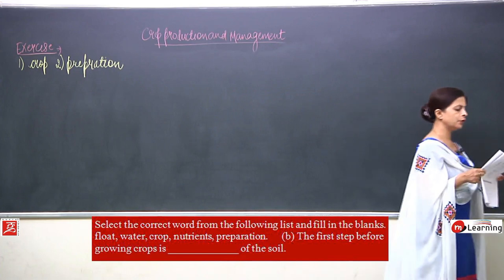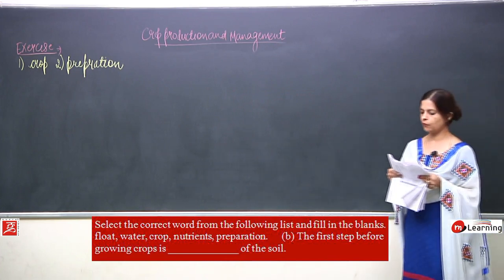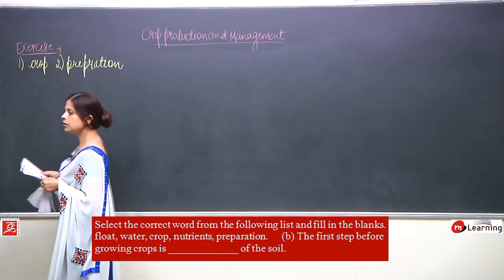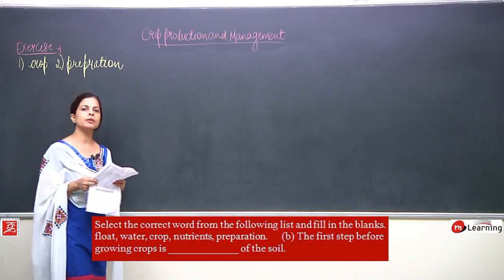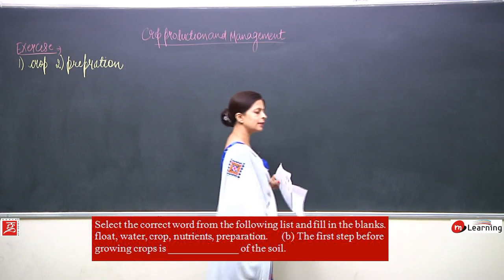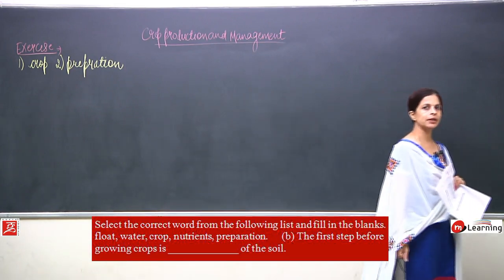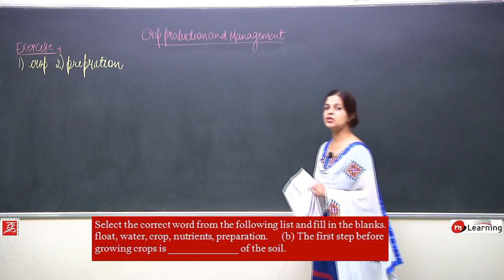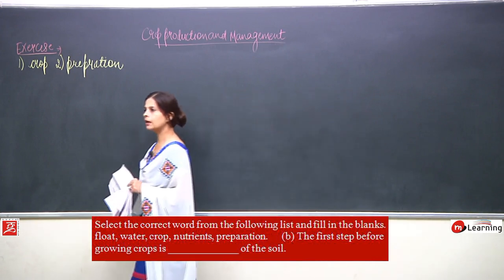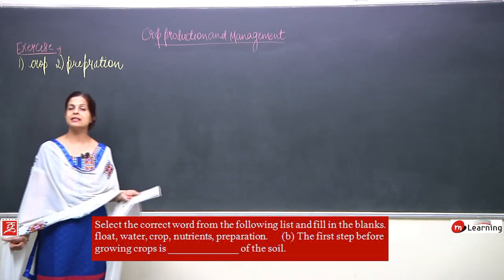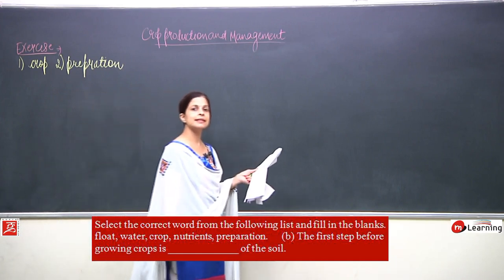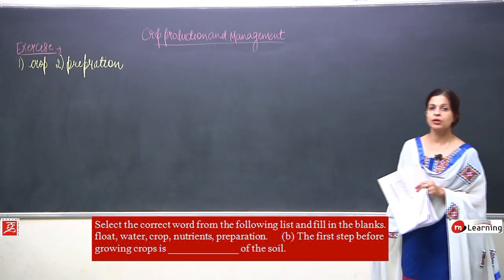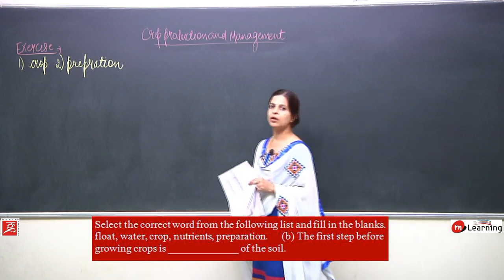Okay, come to the third one. Damaged seeds would dash on top of the water. If you remember, I told you that even this can be a sort of experiment with the help of which you can understand, or even the farmers understand, which seeds are at least still good and can be sown, and which seeds are now rotten and cannot be used as seeds.